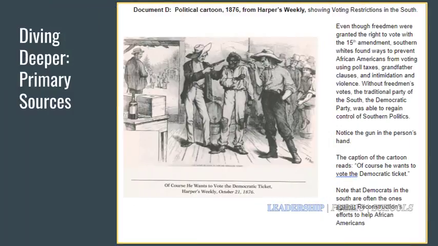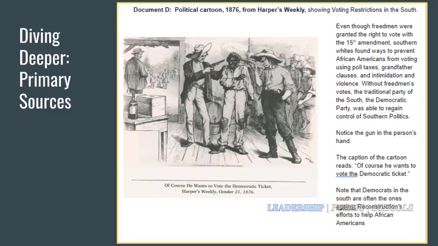Document D is a political cartoon that appeared in Harper's Weekly, a magazine, in 1876, showing voting restrictions in the South. Even though freedmen were granted the right to vote with the 15th Amendment, Southern whites found ways to prevent African Americans from voting using poll taxes, grandfather clauses, and intimidation and violence. Without freedmen's votes, the traditional party of the South, the Democratic Party, was able to regain control of Southern politics.